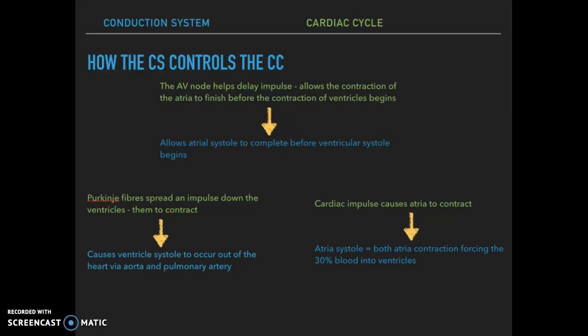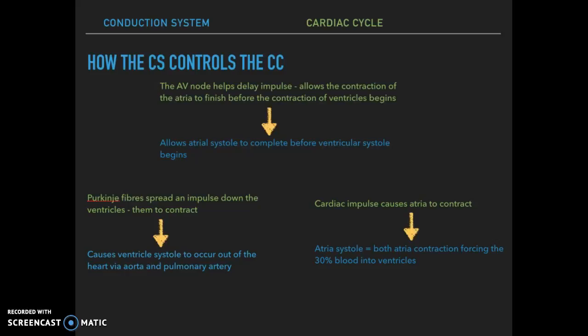So the first one, the AV node helps delay the impulse and allows the contraction of the atria to finish before the contraction of the ventricles starts. And as I said a bit earlier, at the start only 70% of the blood goes into the ventricles from the atria. So the SA node sends that impulse that pushes the other 30% down, and this in the conduction system allows the atrial systole, which is contraction, to complete before the ventricular systole begins and contracts the blood back up out of the heart.